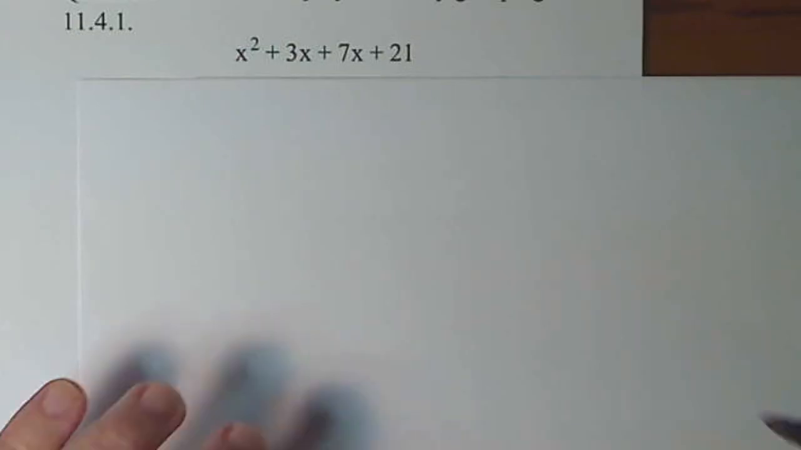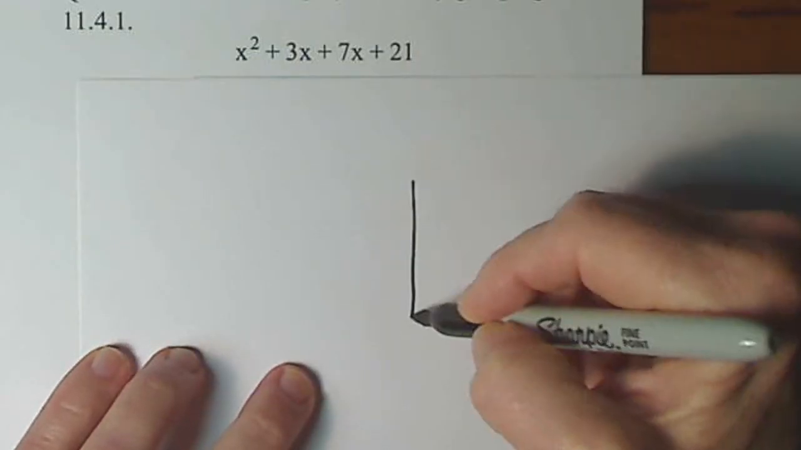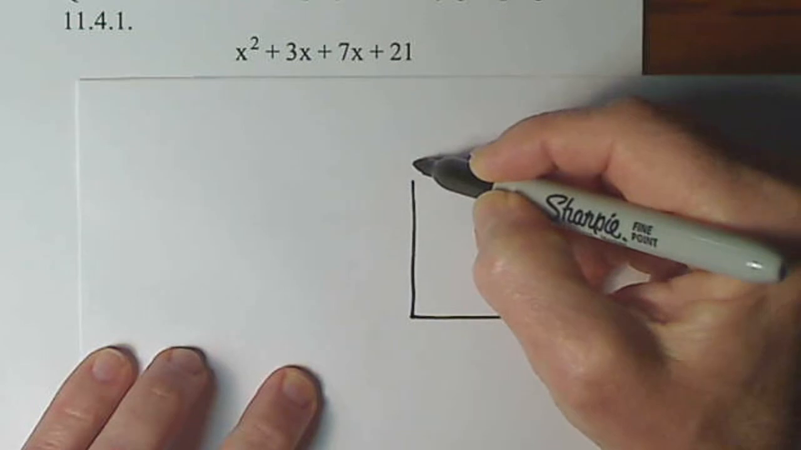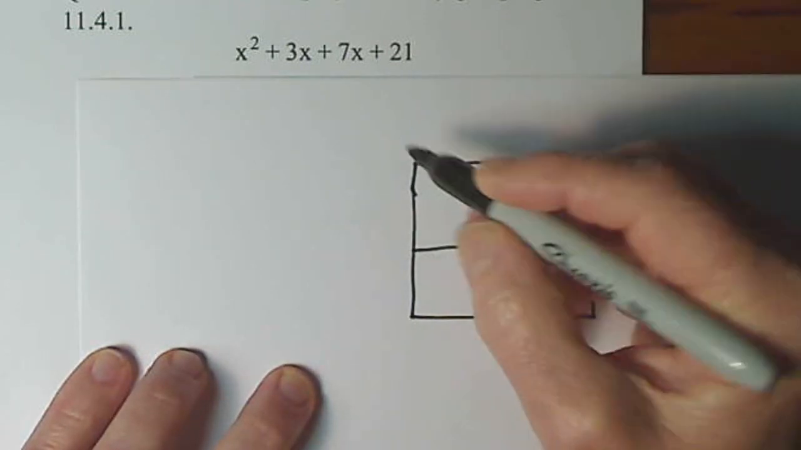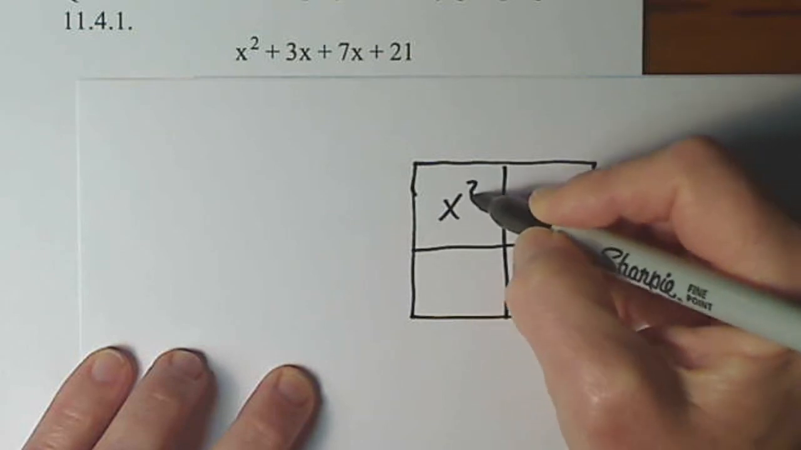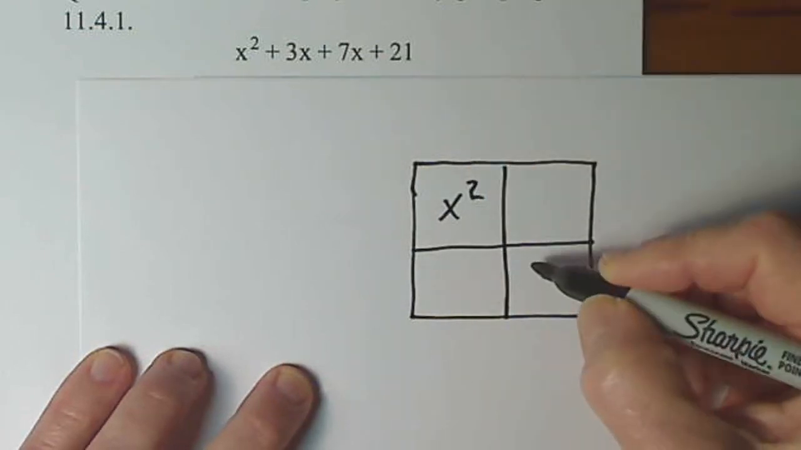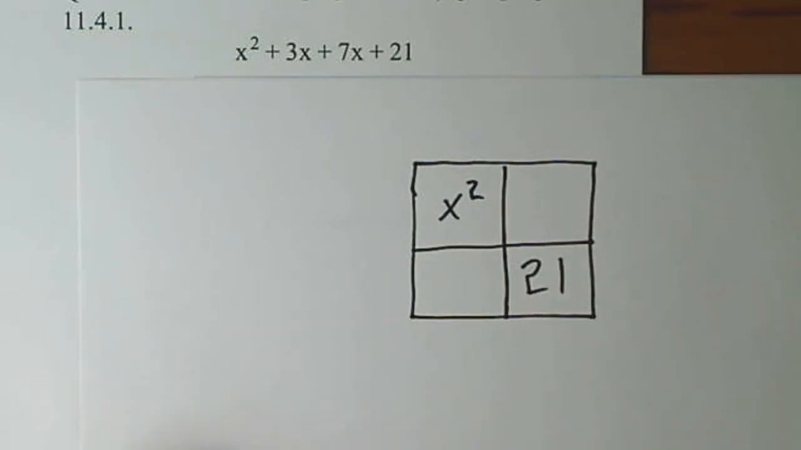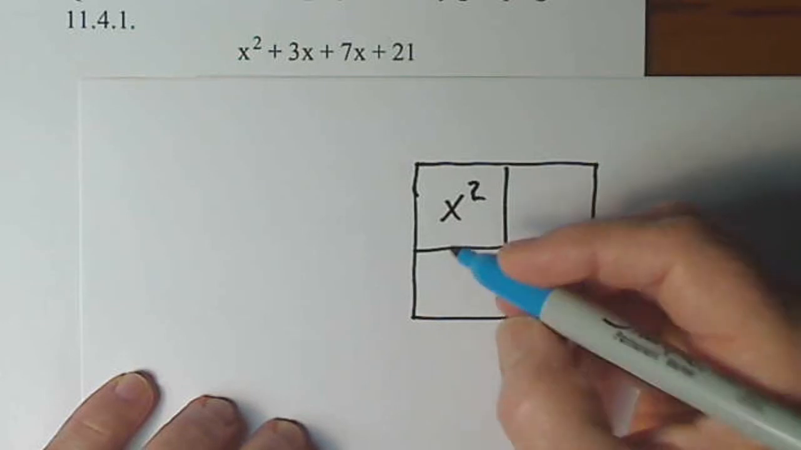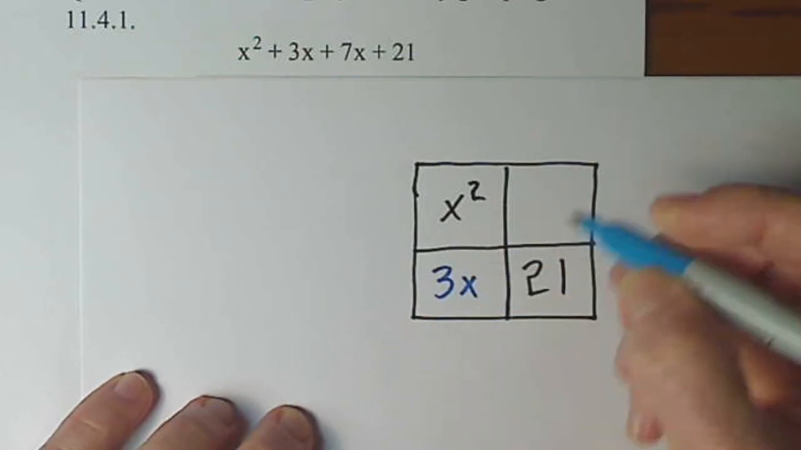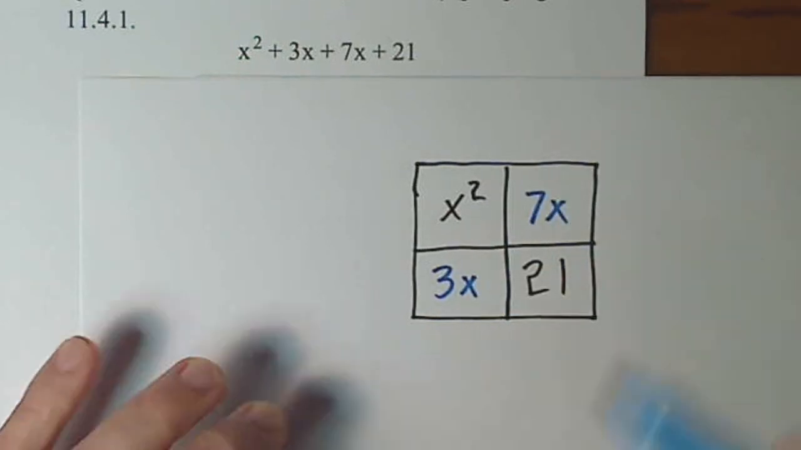If you use the box method, you just give yourself a 4-chamber box, and they've really already done the work for you. First term goes in the first box, last term goes in the last box, and the other 2 terms go in the other 2 boxes. It does not matter how you arrange them. So I'll put 3x here, 7x there.